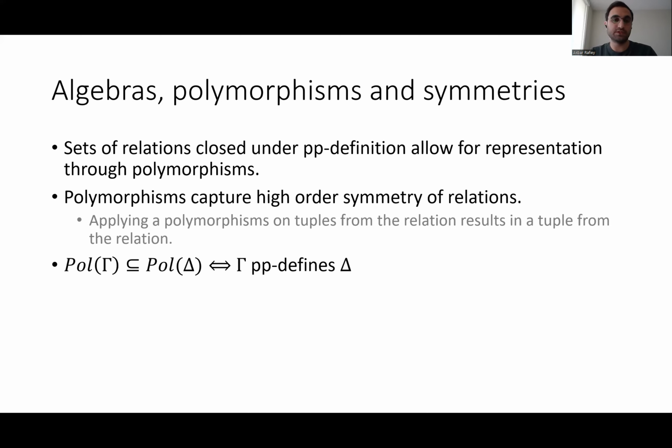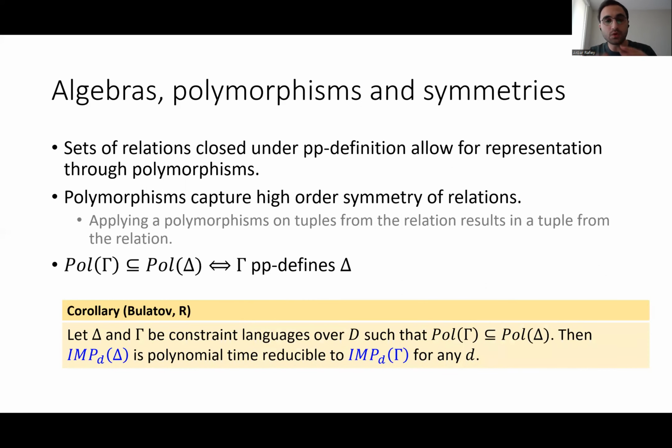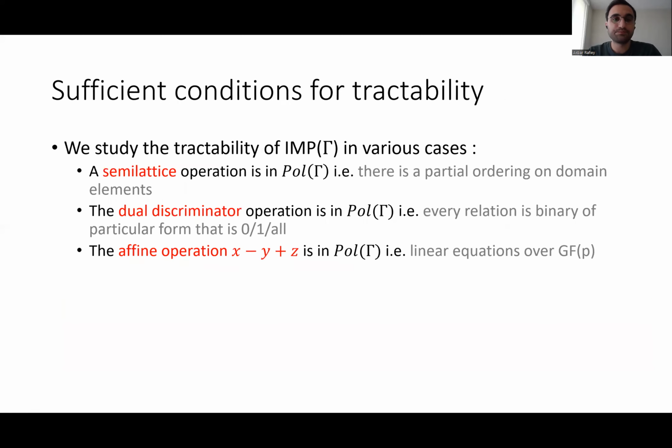powerful notion of symmetry. So this pp-definition says there is something between polymorphisms. And what we have is that the more polymorphisms your constraint language has, the easier the problems tend to be. The higher the symmetry in your constraint language, the easier the corresponding IMP is going to be. So we can forget about constraint languages and talk only about polymorphisms and algebras.